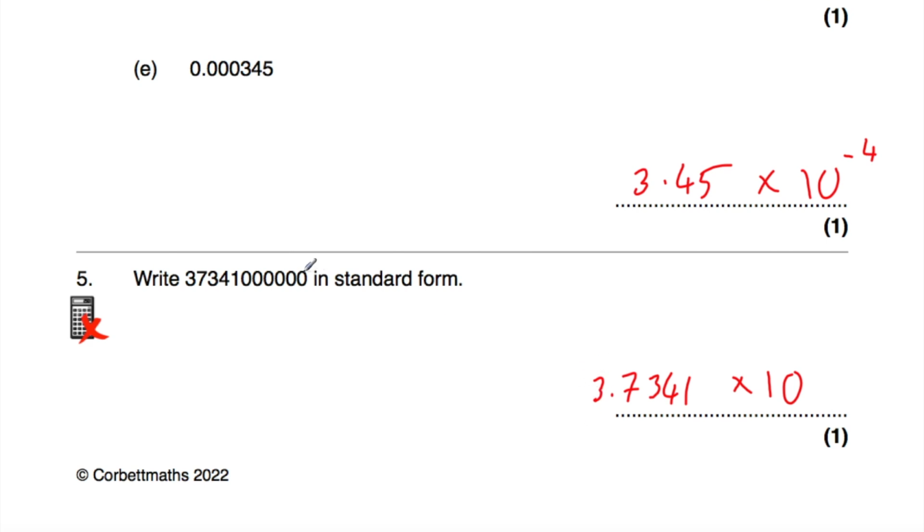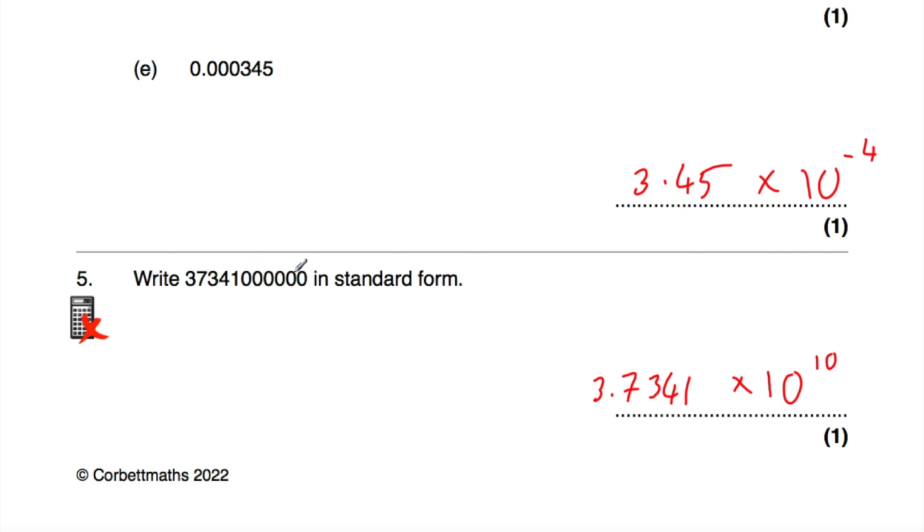If we've got the 3 here in the units of the ones column and we need to move it to here, we would have to move it 1, 2, 3, 4, 5, 6, 7, 8, 9, 10 columns to the left, so to the power of 10. So just to recap there, we had 3.7341 because they're the digits there, and then the 3, which is in the units of the ones column, would be here, and we just count the number of columns we'd need to move it to the left.